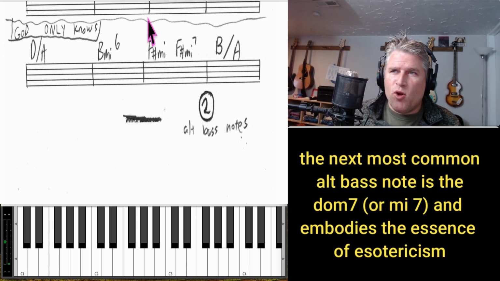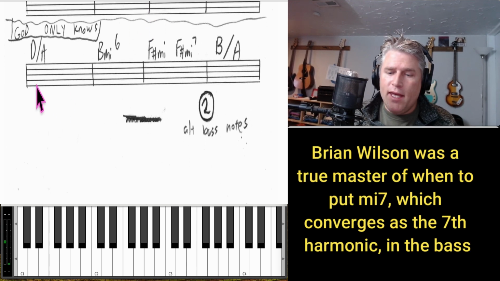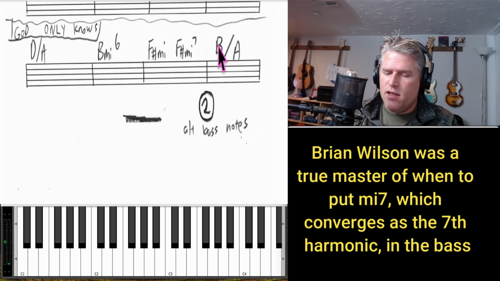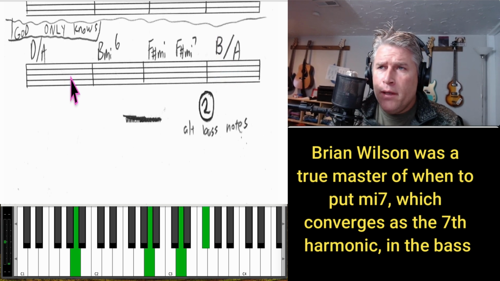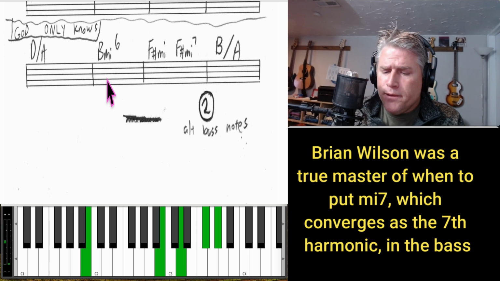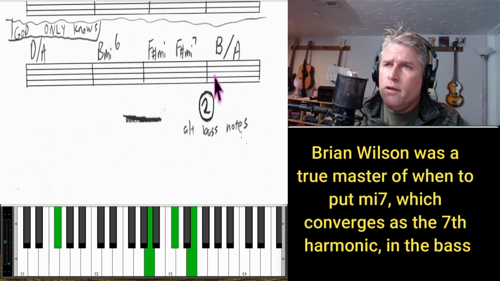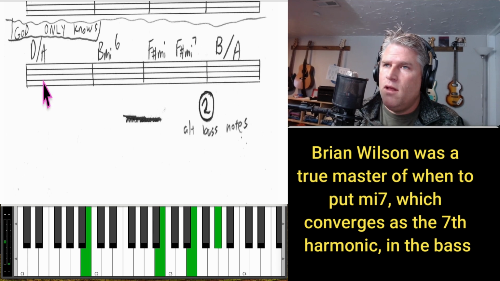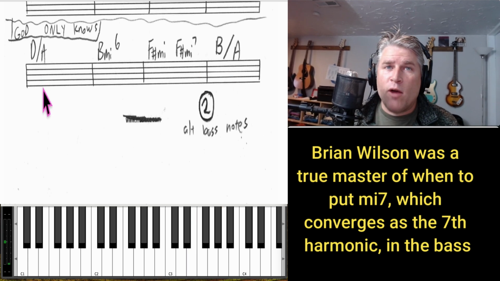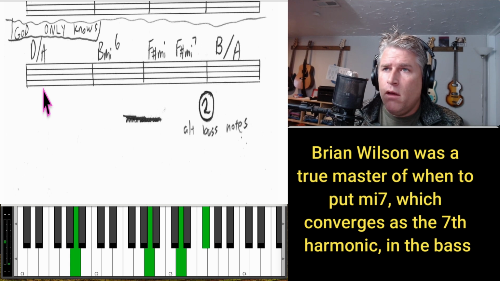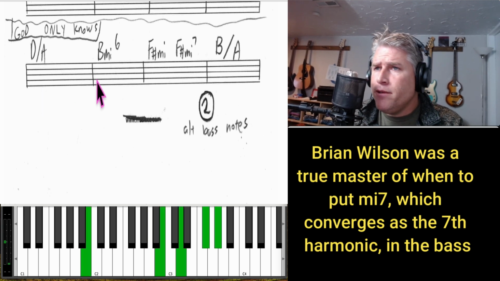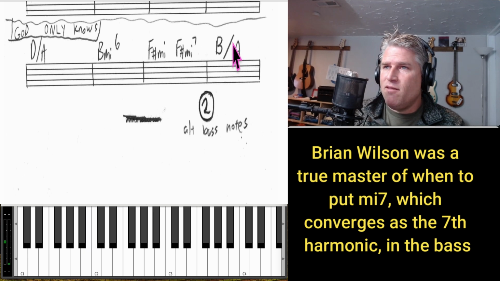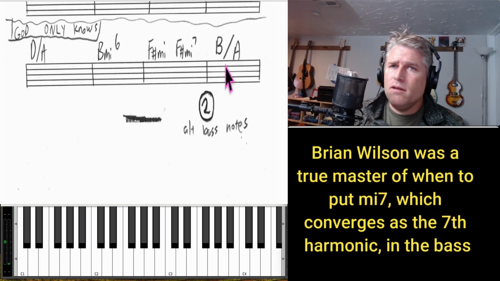Look at the verse progression for God Only Knows and just wait for B over A. Instead of B over B, B over A. So it goes, I may not always love you, but long as there are stars above you. Now listen to it without the slash chord. I'll just do B over B. I may not always love you, but long as there are stars above. Instead of stars above you.